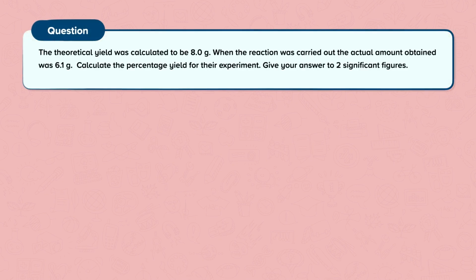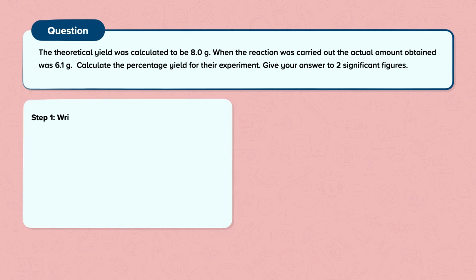The theoretical yield was calculated to be 8 grams. When the reaction was carried out, the actual amount obtained was 6.1 grams. Calculate the percentage yield for their experiment. Give your answers to two significant figures. We start by writing the values in the question with the appropriate units. So actual yield is 6.1 grams. Theoretical yield is 8 grams.